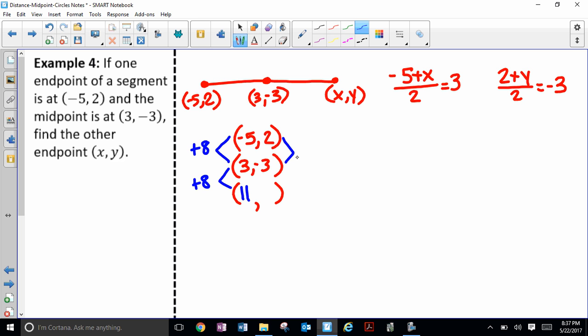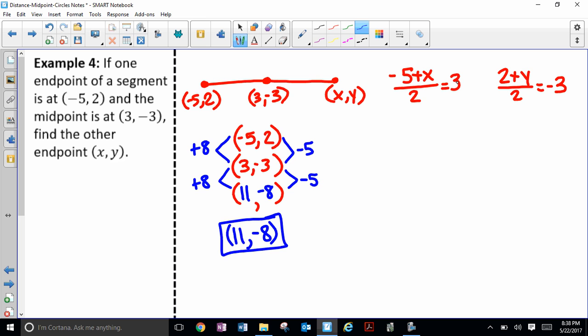Here we would subtract 5. 2 minus 5 gives you -3. So you have to subtract 5 again. So -3 minus 5 is -8. So then (11, -8) is that other endpoint. That's the choice you would pick.